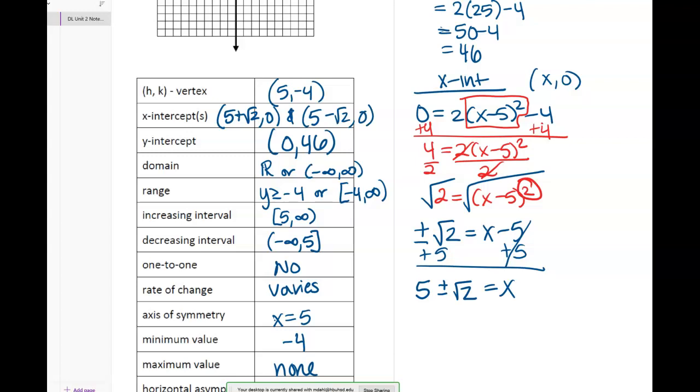Does it make sense that I should get 2 x-intercepts for this problem? Yes. Look at your graph, right? It's going to cross the x-axis twice.